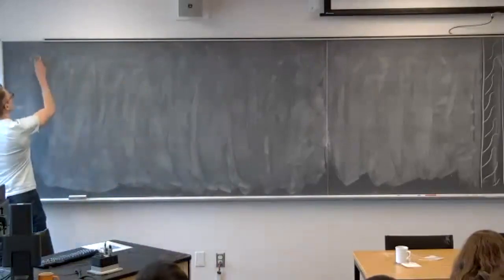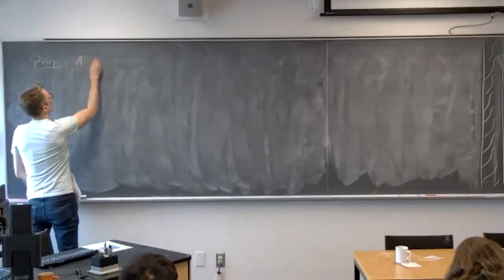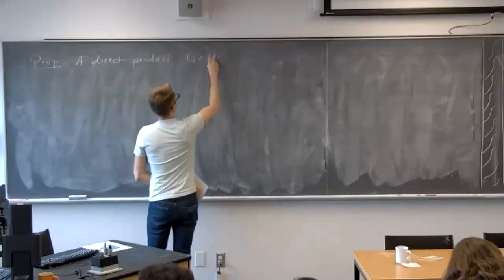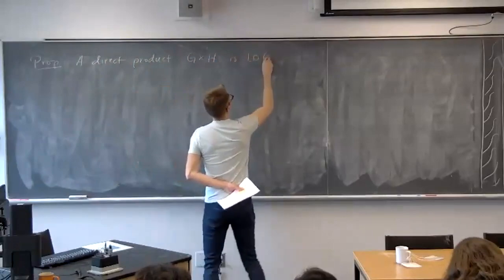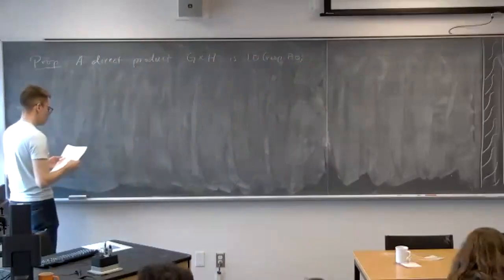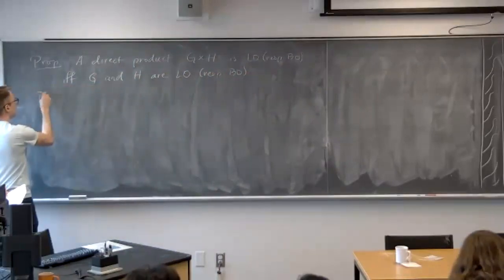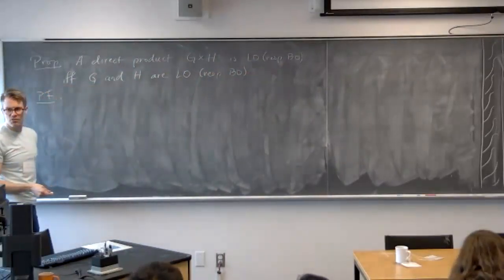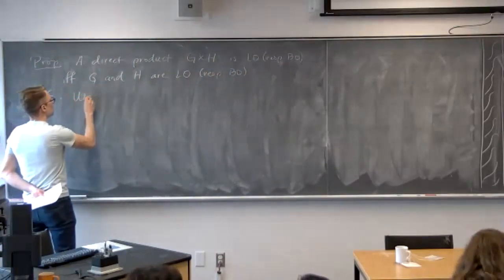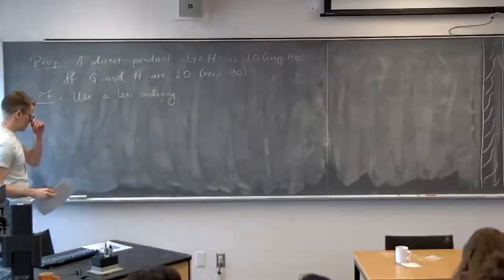So the proposition is that the direct product of two groups is LO, or of course PO, if and only if the factors are. And the whole point is that you just use the lexicographic construction that I used in the short exact sequence argument in the last lecture. So use lex ordering.